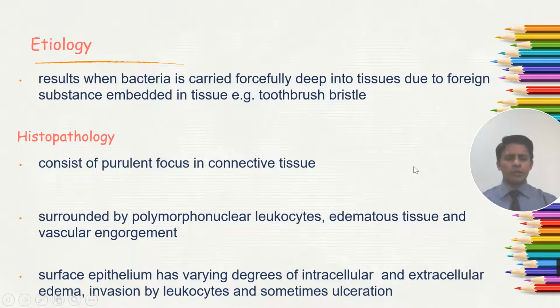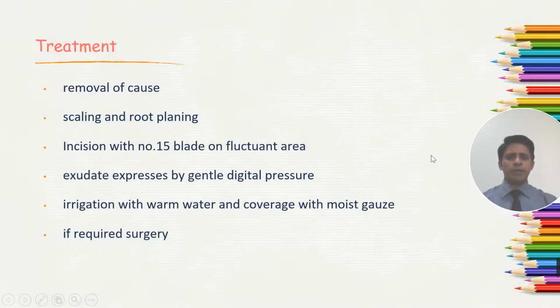The etiology is that it results when bacteria are carried forcefully deep into the tissue due to a foreign substance embedded in the tissue, for example, trauma from toothbrush bristles. The histopathology shows a purulent focus in the connective tissue surrounded by polymorphonuclear leukocytes, edematous tissues and vascular engorgement. The surface epithelium has varying degrees of intercellular and extracellular edema, invasion by leukocytes, and sometimes ulceration may be seen.